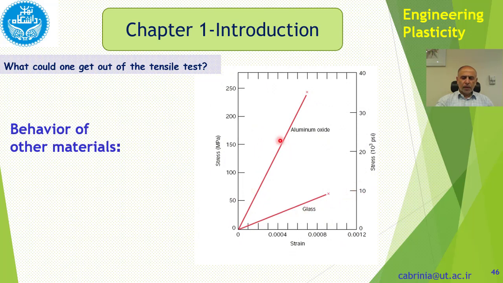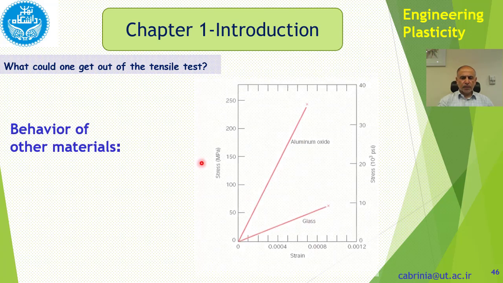Now here we have compared very different materials. Aluminum oxide, which is a ceramic, and glass, which is also a ceramic. As you can see, these are elastic and suddenly break because there is no plastic deformation in ceramics. Most ceramics have no yield strength or ultimate strength. The fracture strength is everything. But you can see different ceramics have different properties.